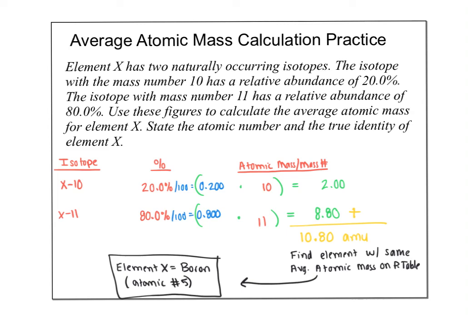Woohoo! I got 10.80 atomic mass units, AMU, and on the periodic table, that average atomic mass is closer to boron. So element X is boron, and they did say what's the atomic number. Boron has the atomic number 5.